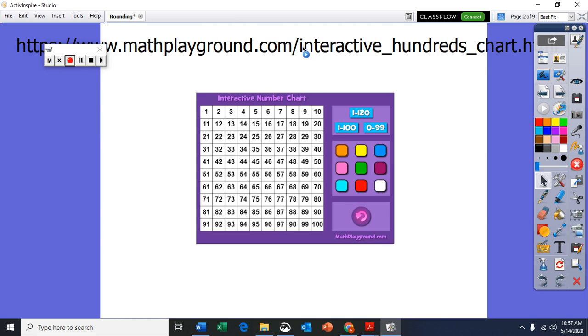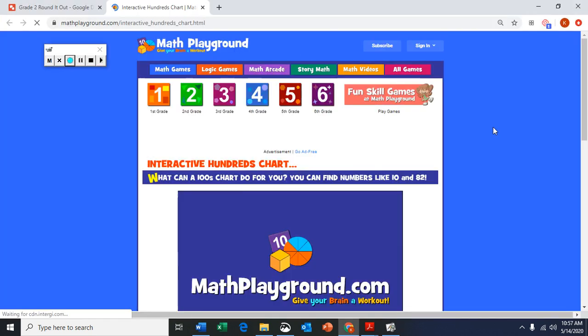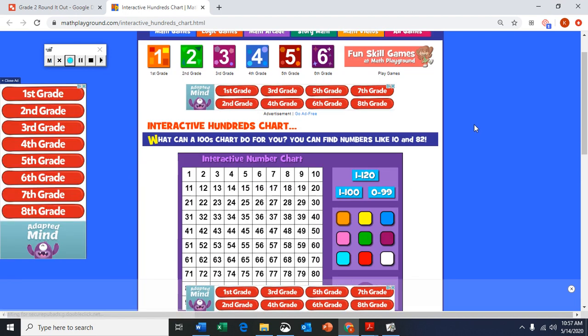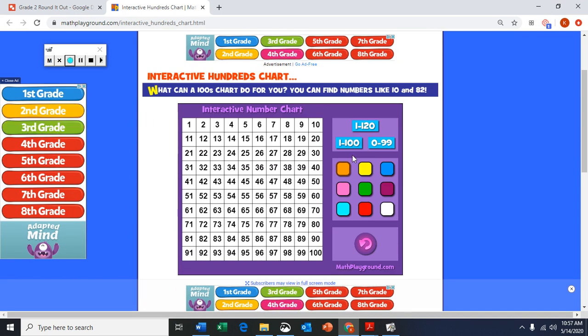So when we talk about the nearest 10, I like to think about it on this hundreds chart. And you can see that the 10s go right down this side. 10, 20, 30, 40, 50, 60, 70, 80, 90, 100. So you see the hundreds chart, you see all the numbers 1 through 100, but we're just going to be thinking about which tens the number that we're talking about is closest to.